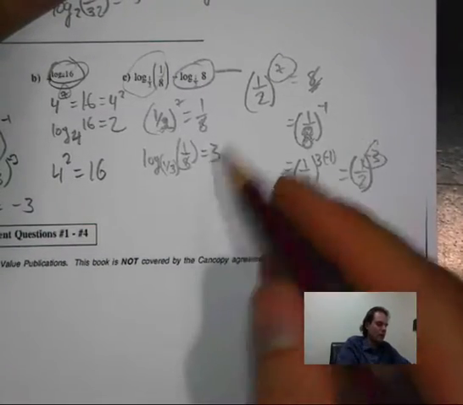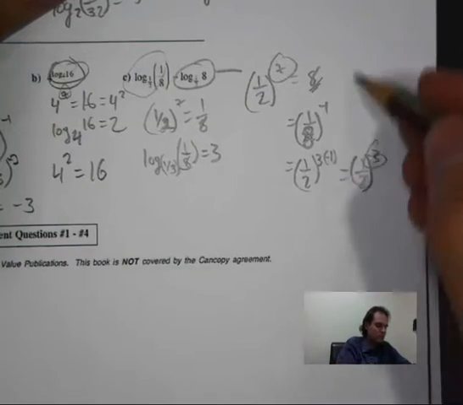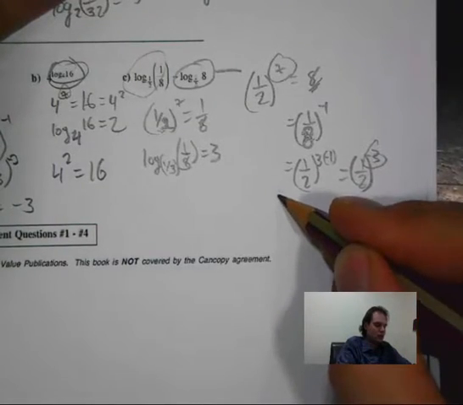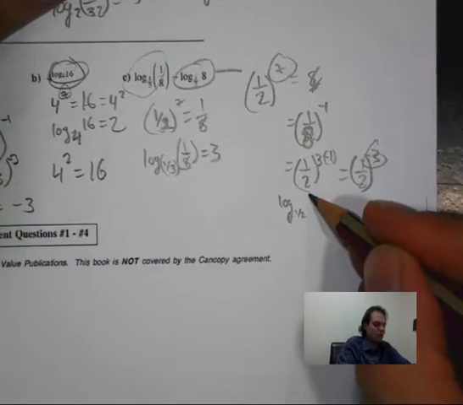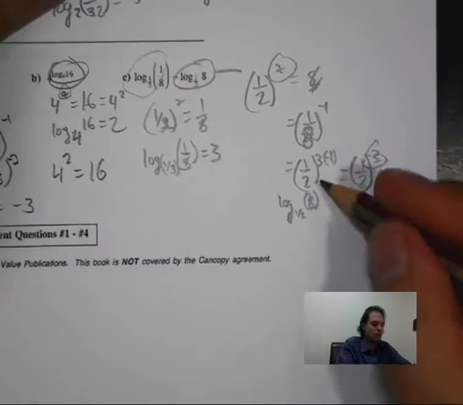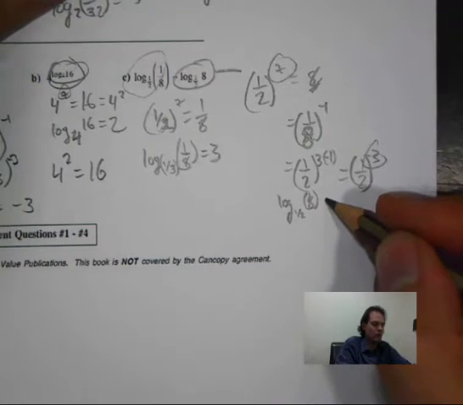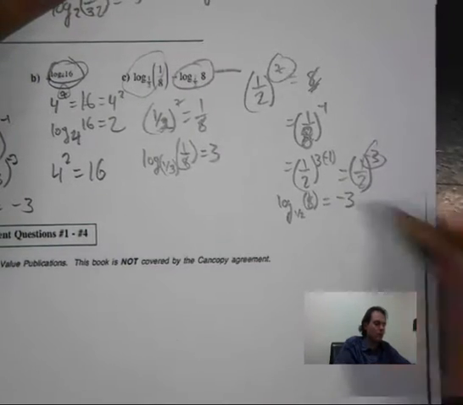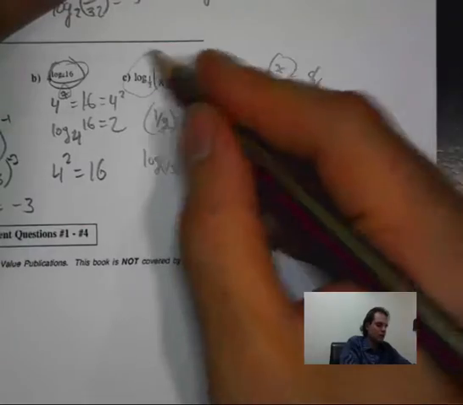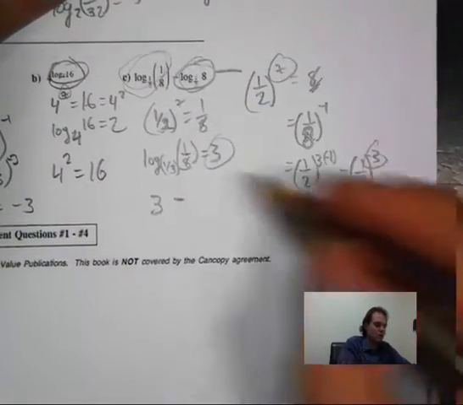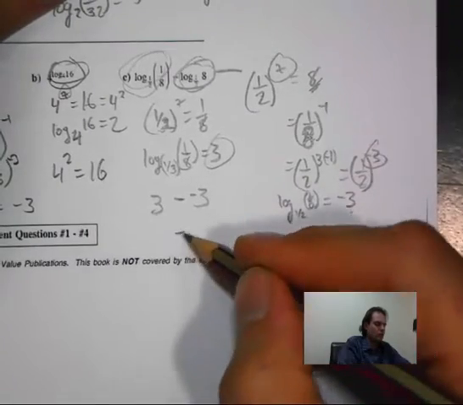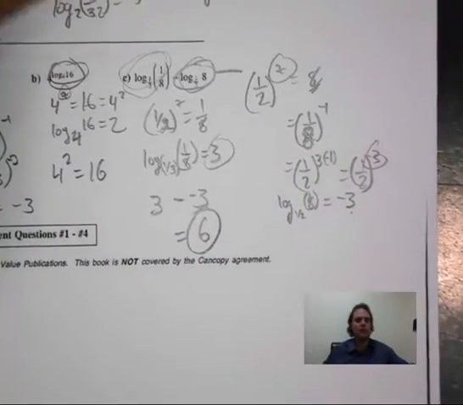Therefore, I'm just going to put this in here. Log base 1 over 2 of 8 is equal to negative 3. So here, if we look at this, we have this one first, which is equal to 3, subtract this one here, which is negative 3, which will give me 6. Okay?